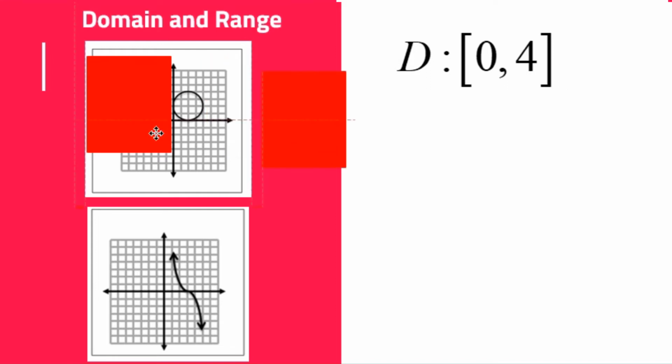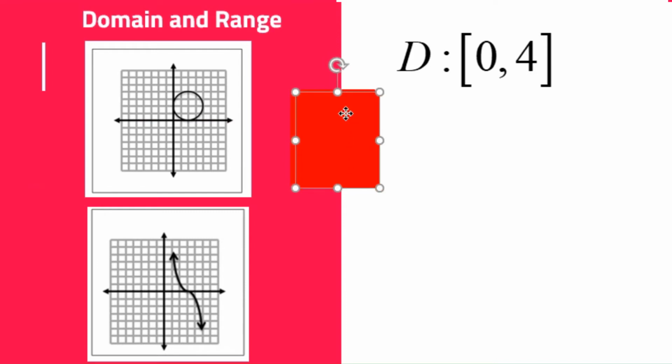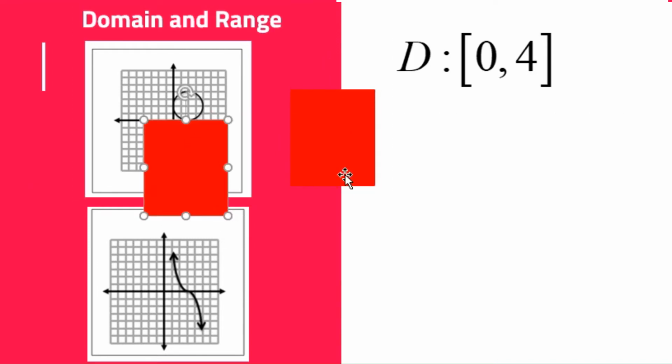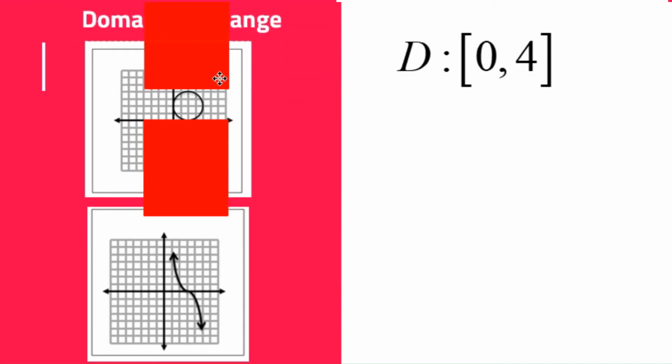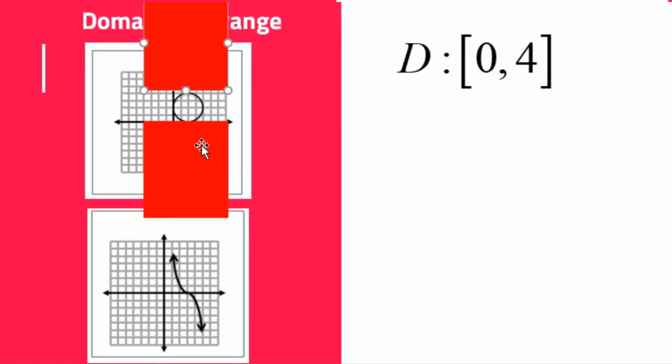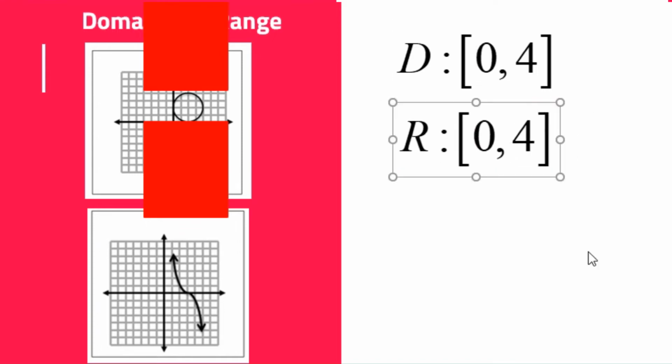Let's look at range. Now, range is considered bottom to top. So let's look at how low that graph goes to how high that graph goes. It goes as low as 0 on the y-axis, and it goes as high as 4 on the y-axis. So 0 to 4, and I exist at those points. There's no gaps, there's no open circles, so my range is also 0 to 4.